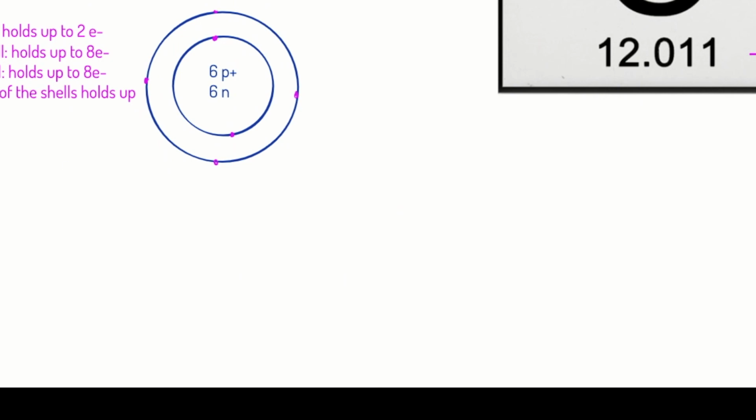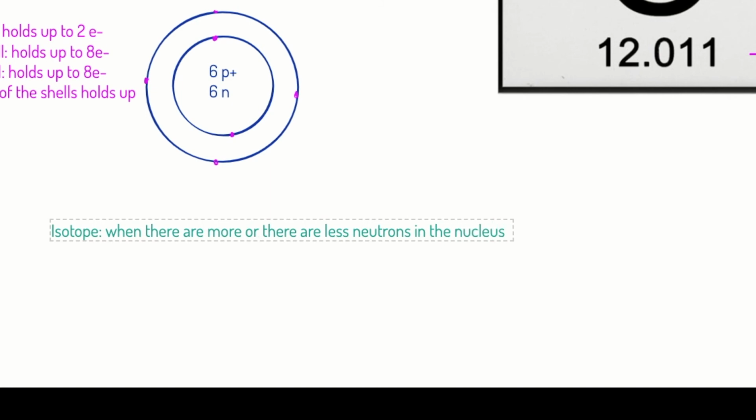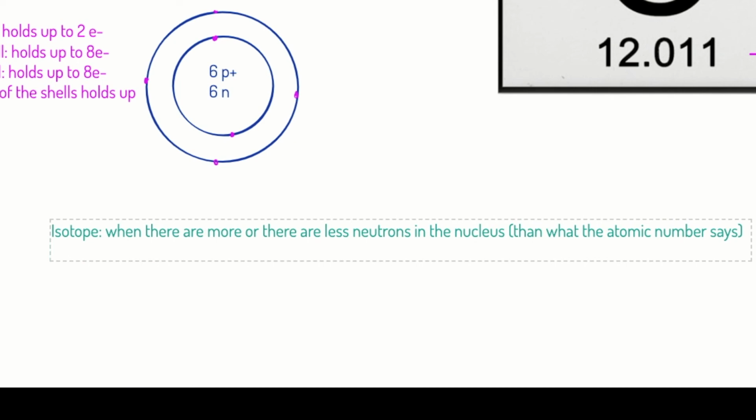I want to point out a couple more things, and that is that sometimes the neutron number changes. If the neutron number changes, that is called an isotope. An isotope is when there are more or fewer neutrons in the nucleus than what the atomic number says. These are called isotopes, and some are radioactive. When we talk about radiation, this is what we're talking about. I'm going to give you some examples of isotopes.